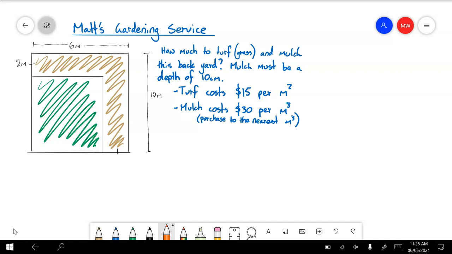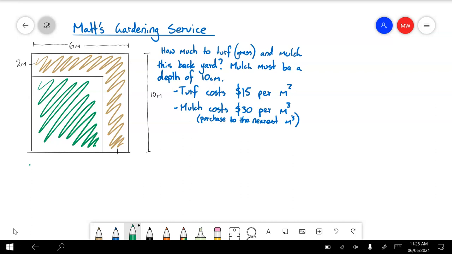I've got two areas, except this time I've got a green area, which is going to be grass or turf, and I've got a brown area, which is going to be my garden. I want to grass the area or turf the area that's green, and I want to put mulch down in the area that is brown. So I always look at a landscape and start by having a look at the two areas.